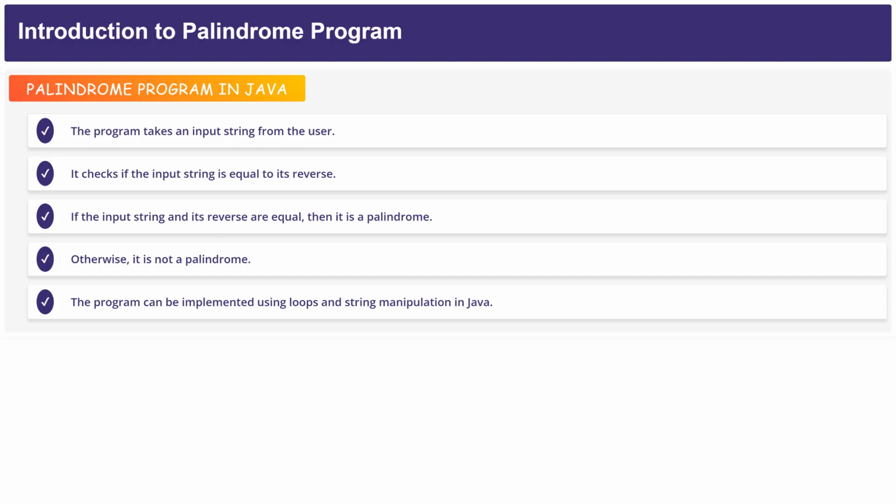The program takes an input string from the user and checks if it is equal to its reverse. If the input string and its reverse are equal, then it is a palindrome. Otherwise, it is not a palindrome. The program can be implemented using loops and string manipulation in Java.